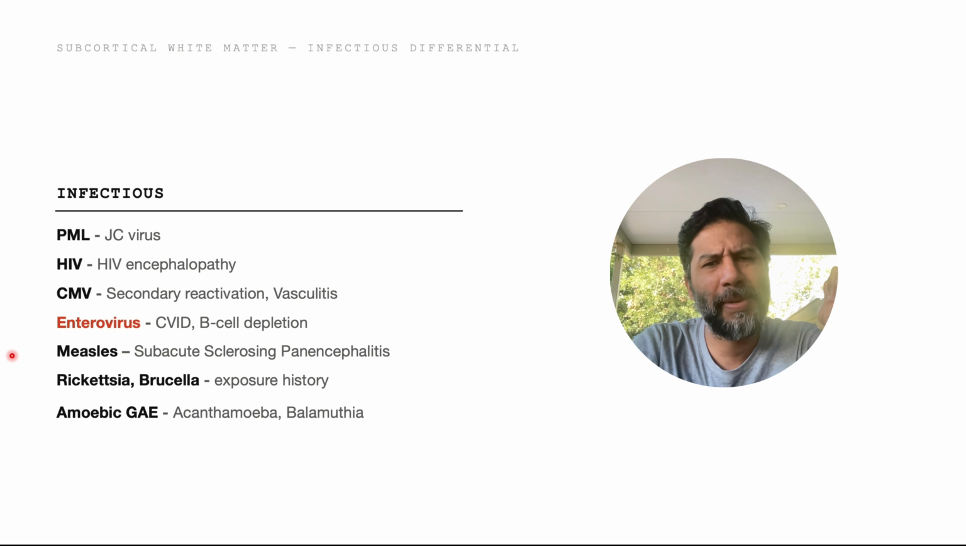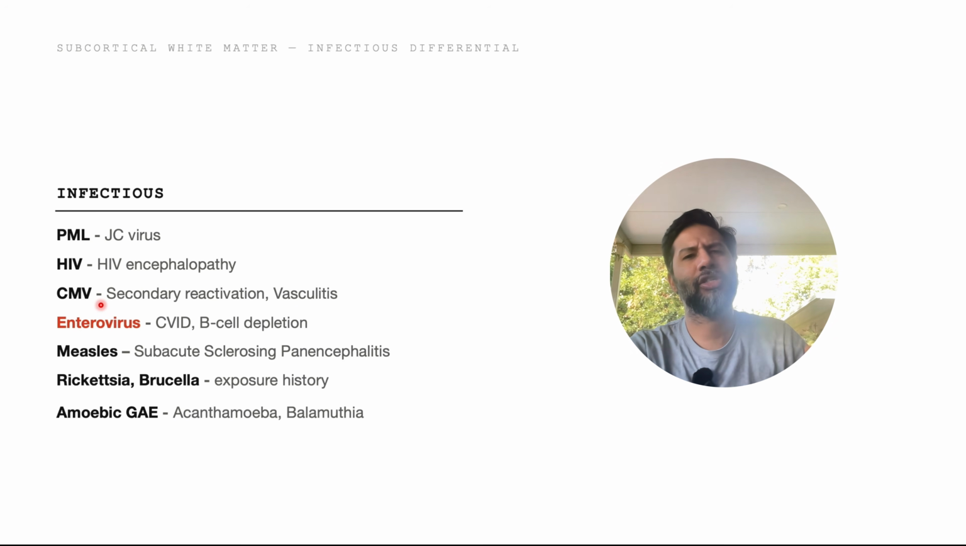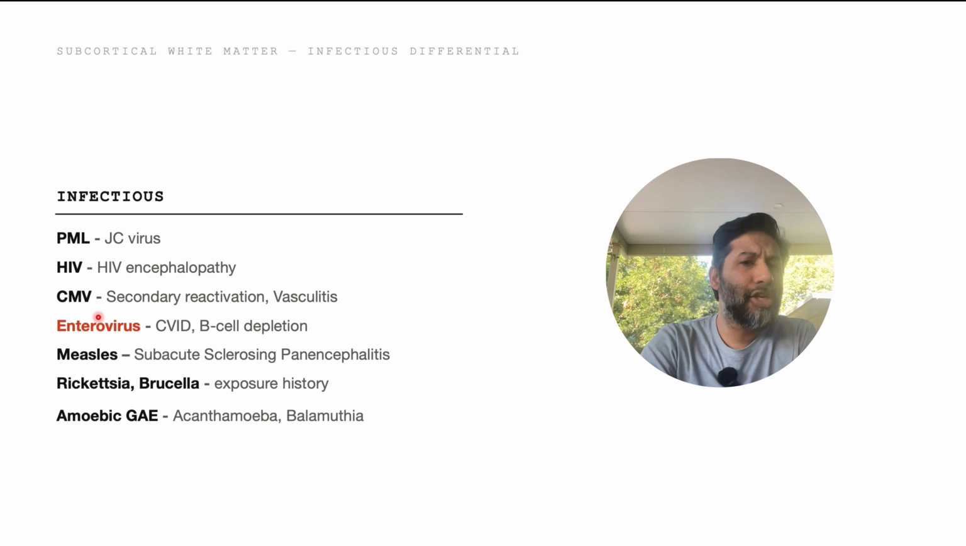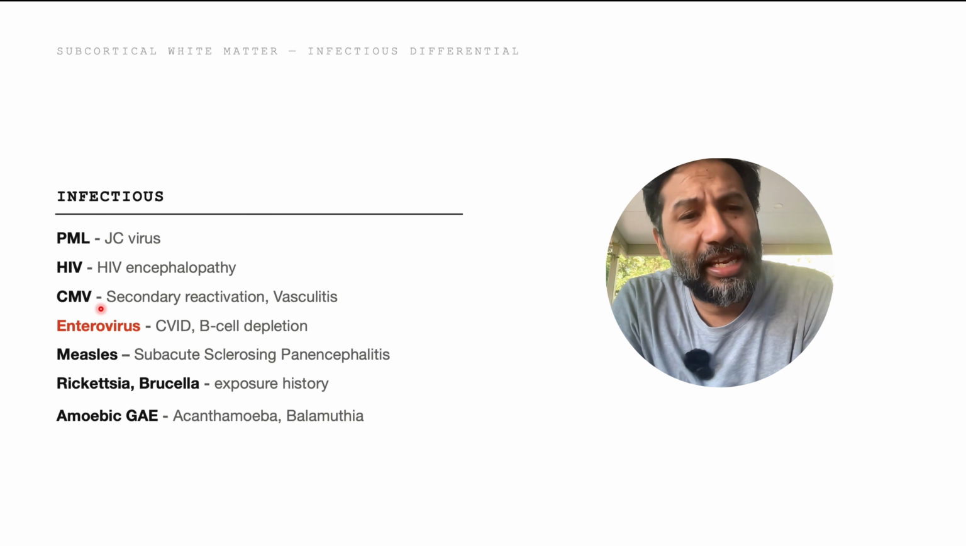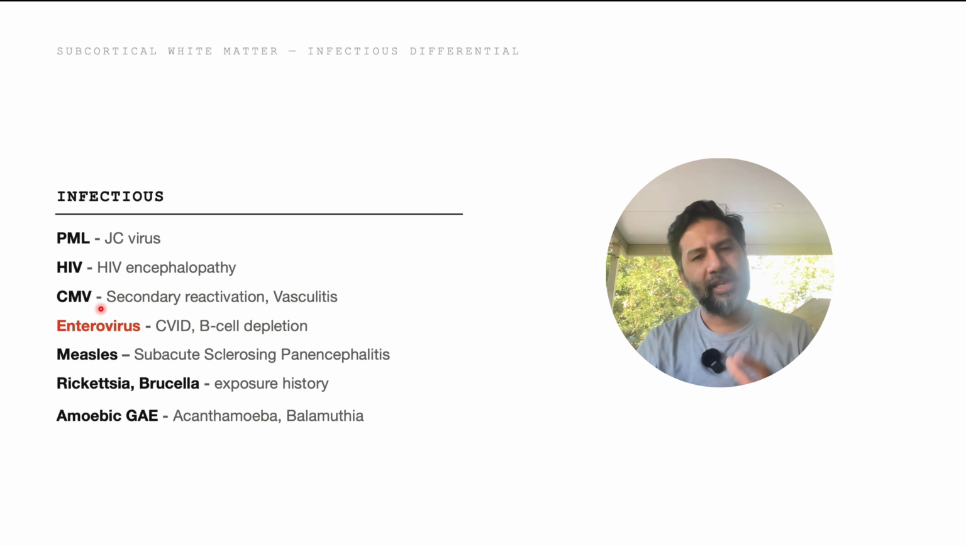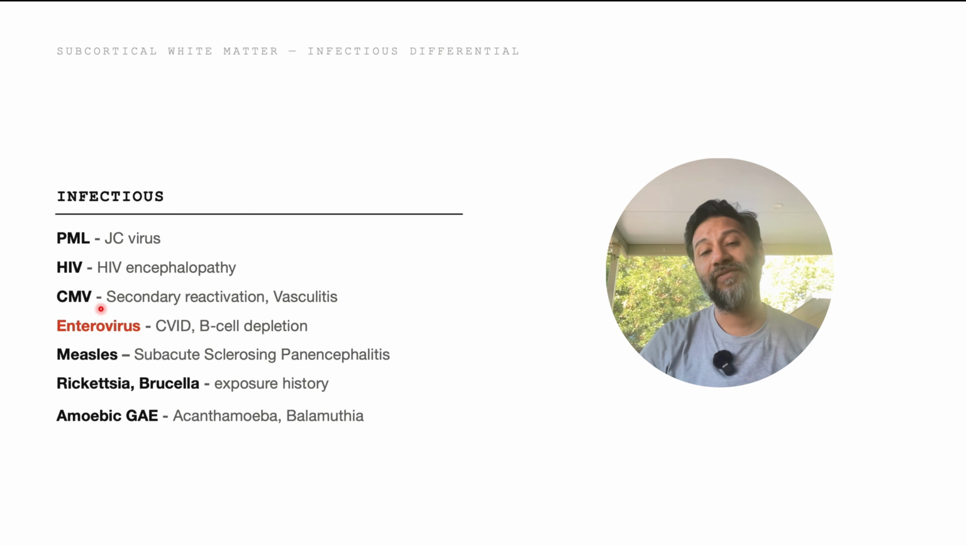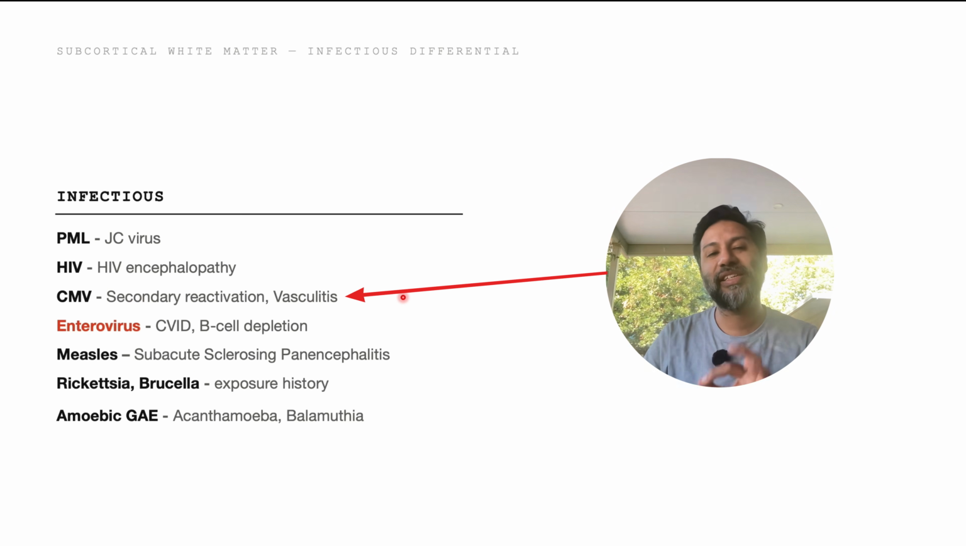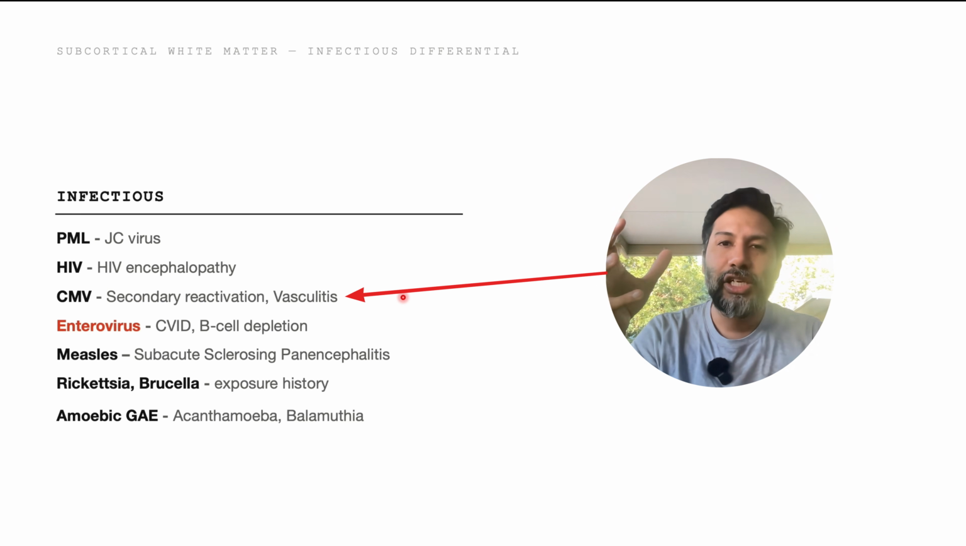So we always think about PML when we think about white matter lesions. HIV can classically do it as well. I didn't know where to stick CMV, so I'm sticking it here. CMV classically is a secondary reactivation, and we get a vasculitis, that shouldn't say vasculitis, that should say ventriculitis. It causes inflammation of the ventricles, and we get a ventriculitis.